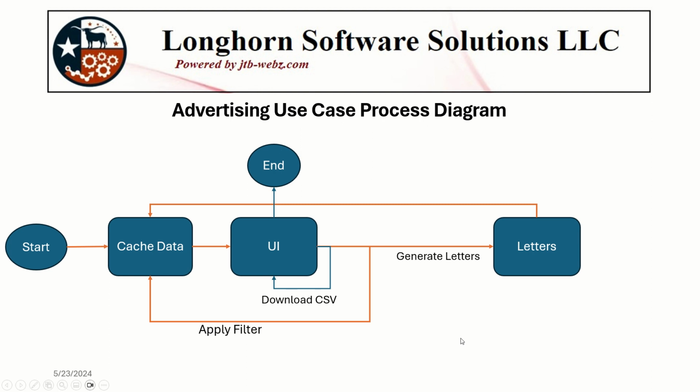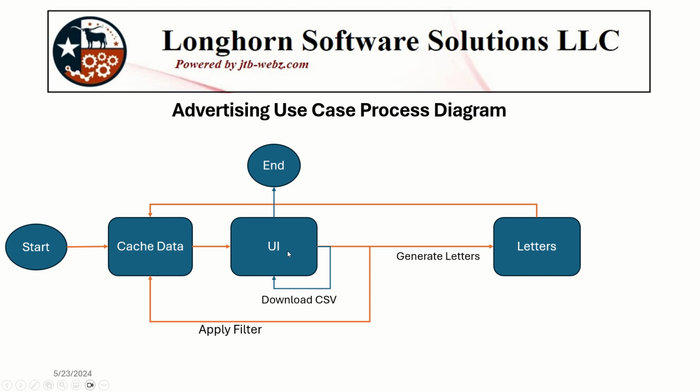So from a process perspective, when the application starts, it's going to cycle through each one of those links that we just looked at, and it's going to extract the information. Once it has the information, it's going to cache the data, and the cached data will be rendered in the user interface.